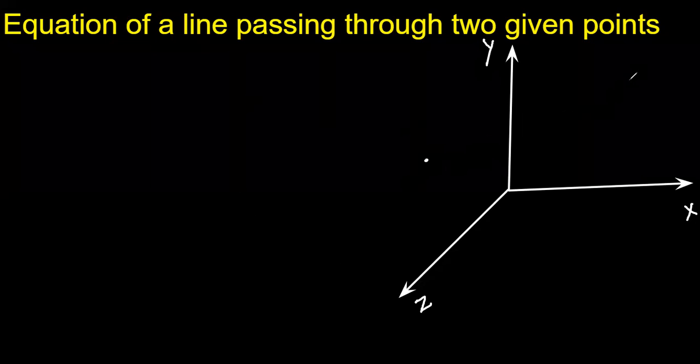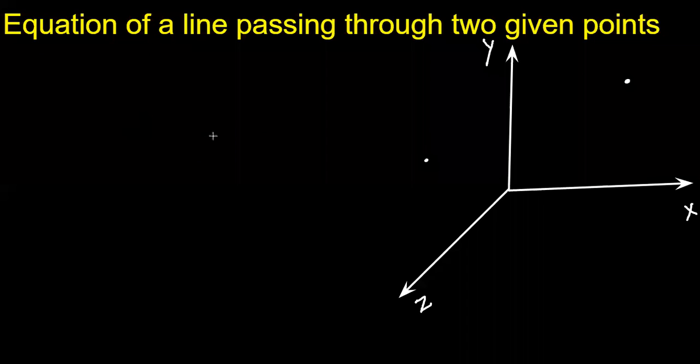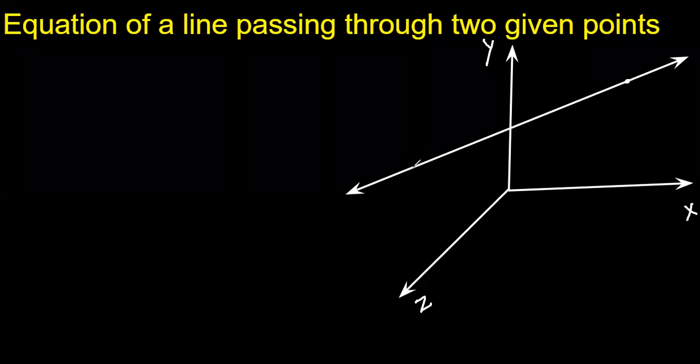One point, and this is the second point. And we want to find the equation of the line passing through these 2 points. So this is the line which is passing through this point. This point looks a little off, so let's draw it exactly over the line. And we know from our experience that through 2 points, a unique line can be drawn.